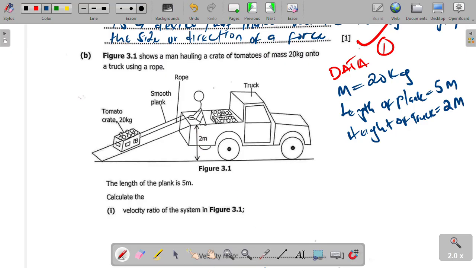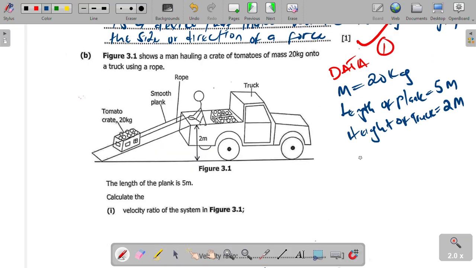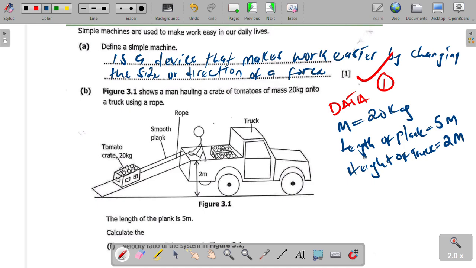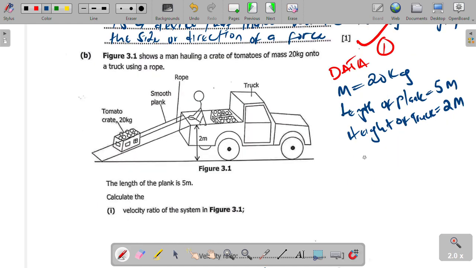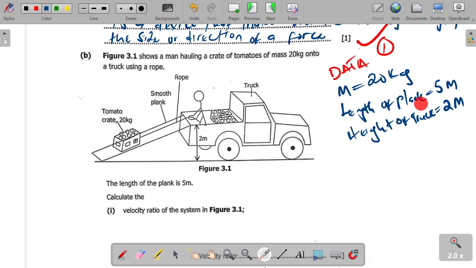And then what else do we have? Effort. Are we given the effort, which is the force? Do we have it in the question? Okay, we're going to go back to the effort in question 2. Let's deal with this one first, 1 mark. So we have the data here.